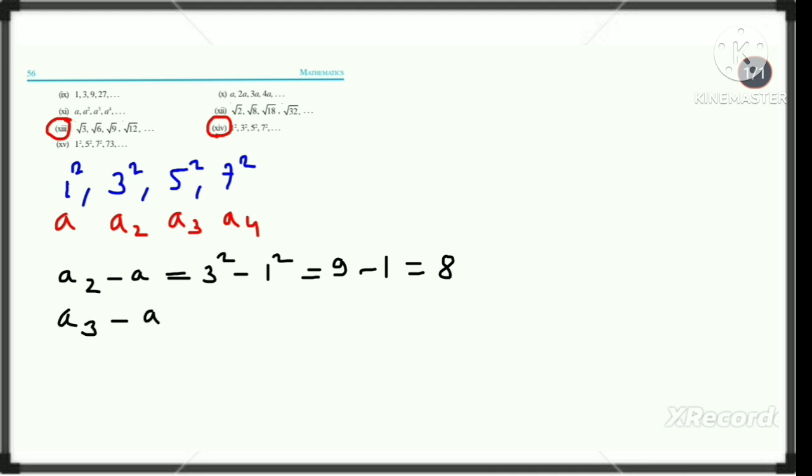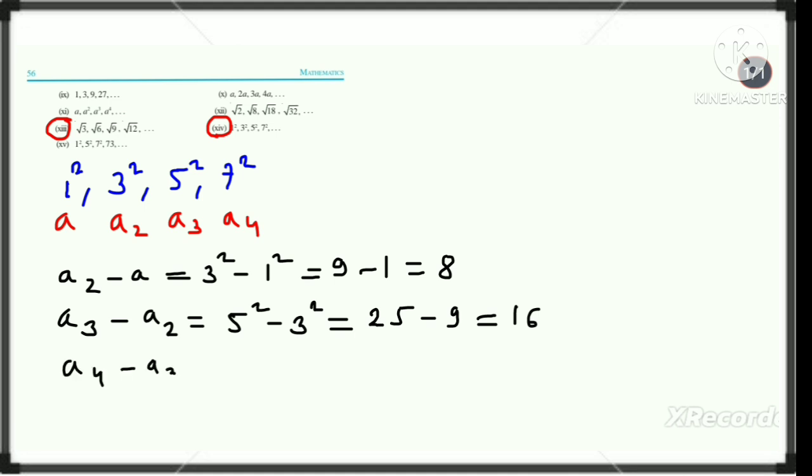Now the difference between a3 and a2. a3 equal to, we have 5 square, minus a2 equal to, we have 3 square, and the square of 5 will be 25, minus, and the square of 3 will be 9, and after subtracting we obtain the difference between a3 and a2 is 16. Now the difference between a4 and a3.